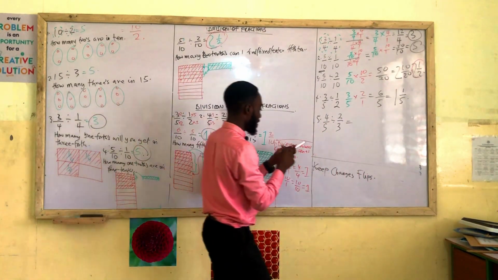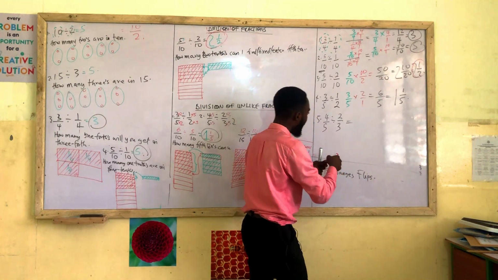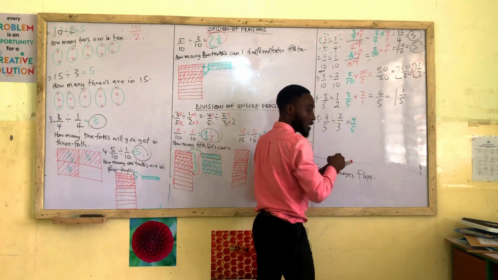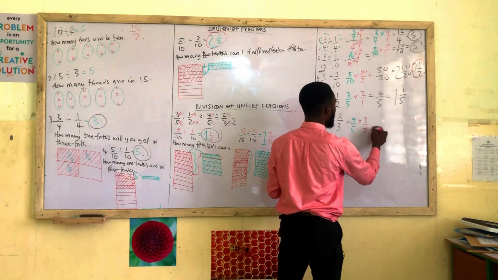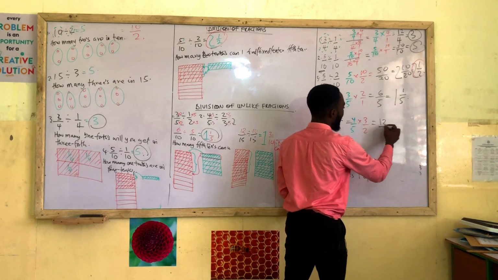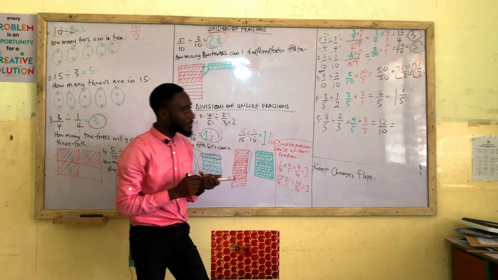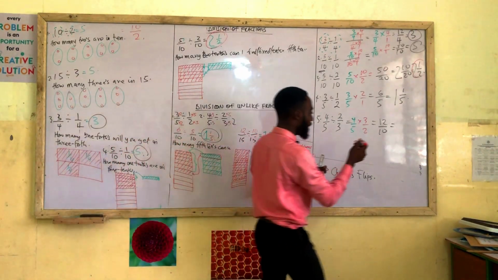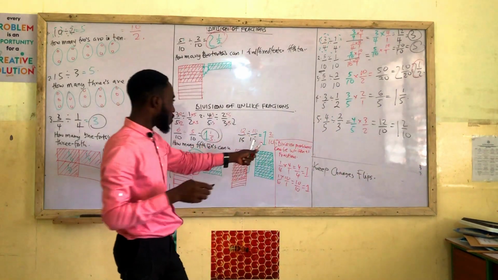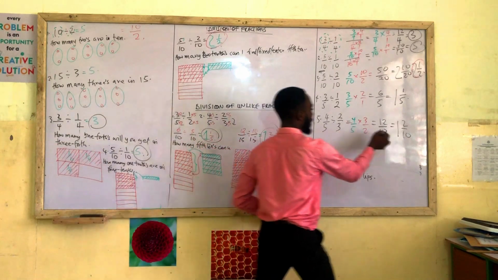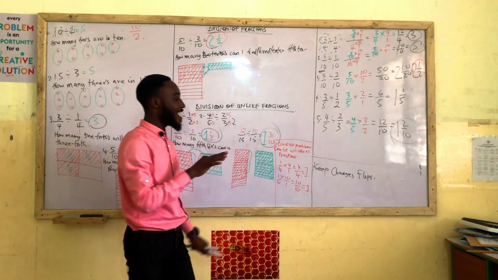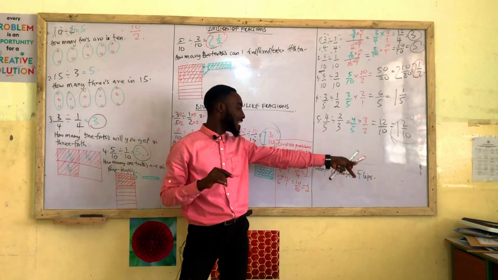Next one, we have 4 over 5 times 3 over 2. That would be equal to 12 out of 10. How many times does 10 go into 12? Once, remainder 2 out of 10. So do we get the same thing? Yes. Great job. So this is how we manage to arrive at keep, change, flip.